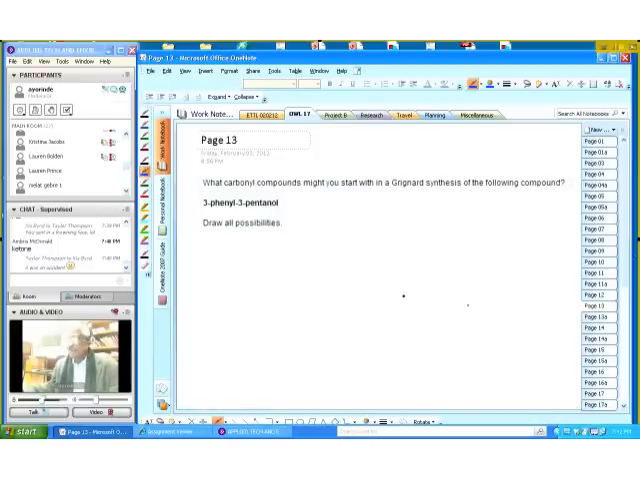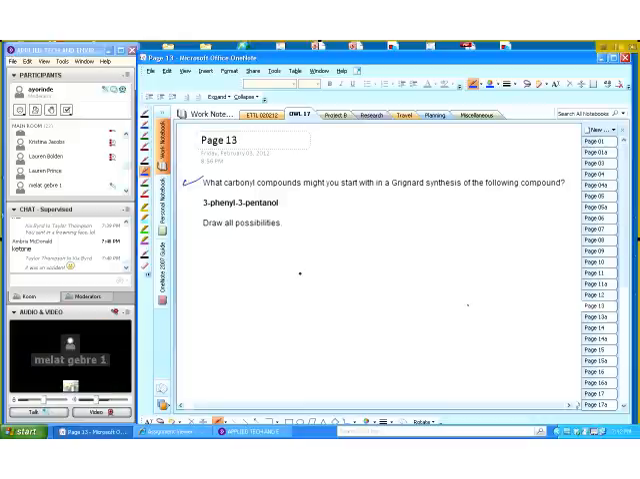Okay, things are getting slightly more difficult. Let us see here. Melad, go ahead and read this question for us. What carbonyl compounds might you start with in a Grignard synthesis of the following compounds? 3-phenyl-3-pentanol.